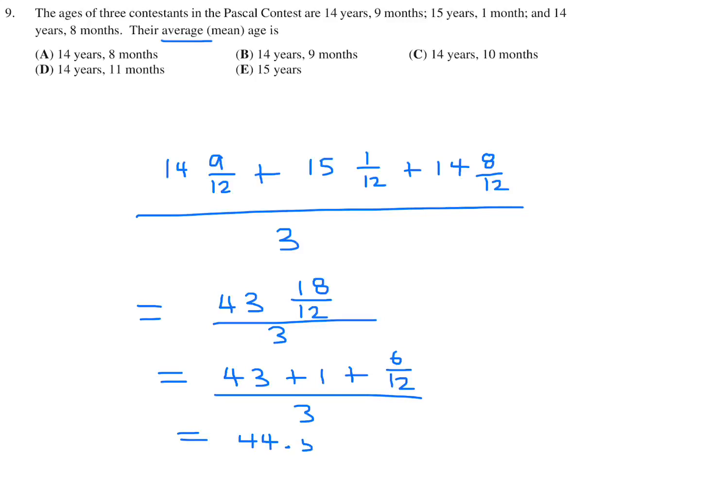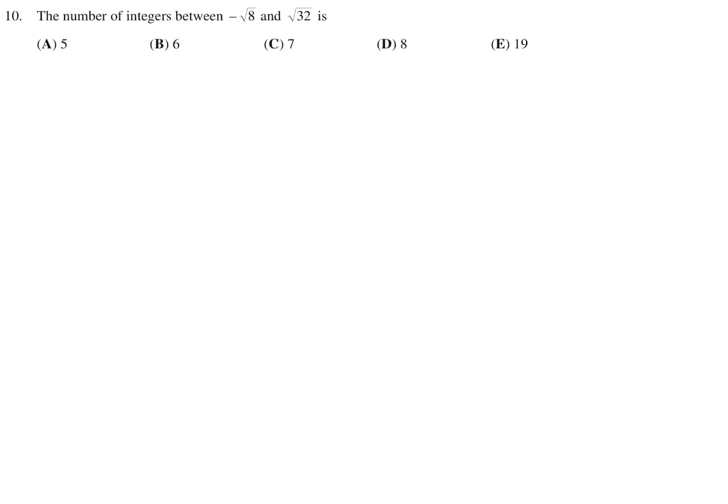Oh, I forgot to divide by 3 because remember we're figuring out the average. So 44.5 divided by 3. That's pretty much what this is. And this looks like 14 and 5/6. And that basically means 10 over 12 for the fraction. So 14 years and 10 months. So the answer to number 9 is C.